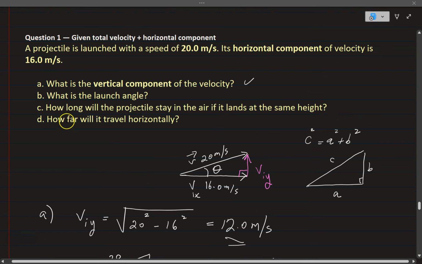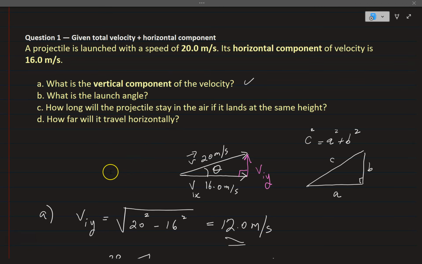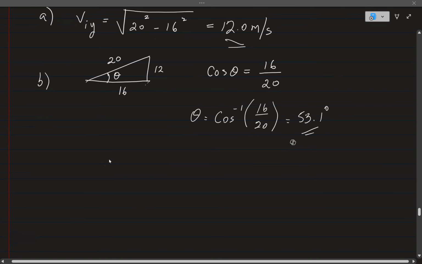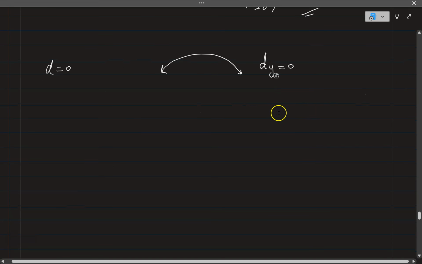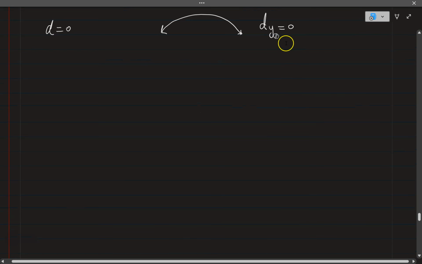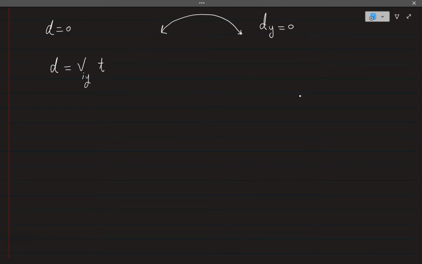That's part B. And then part C: how long will the projectile stay in the air if it lands at the same height? Excellent. So it's the total time we want. Now, because the vertical distance, the displacement, by the way, is 0, we can actually use this equation: dy equals VIY t plus 1/2 g t squared. And then we're going to plug numbers in. And remember, dy is 0.